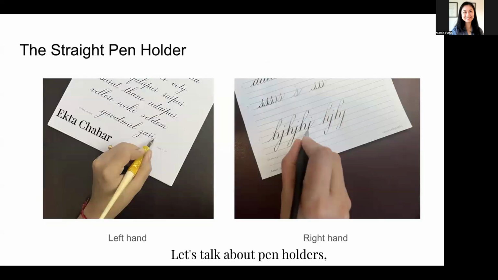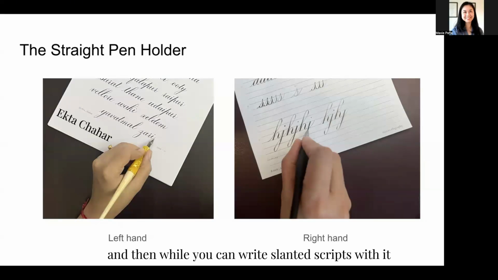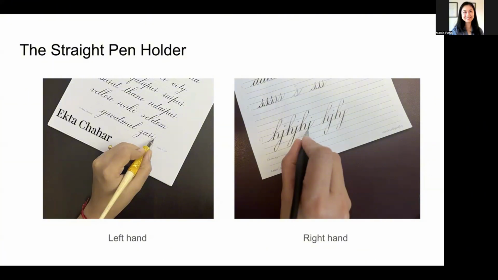Next, let's talk about pen holders. So I have a picture here of the straight pen holder and how a left-hand calligrapher versus a right-hand calligrapher might use it. It's pretty straightforward how to insert the nib. You just insert it at the very tip. While you can write slanted scripts with it, like Engrosser script, I personally find that it's not as comfortable as using oblique pens. You would have to adjust your hand and your wrist quite a bit to make sure your nib is writing according to the slant.